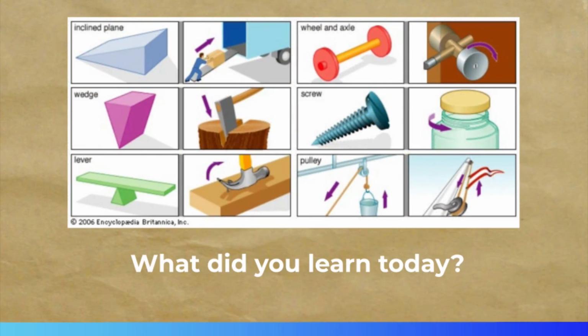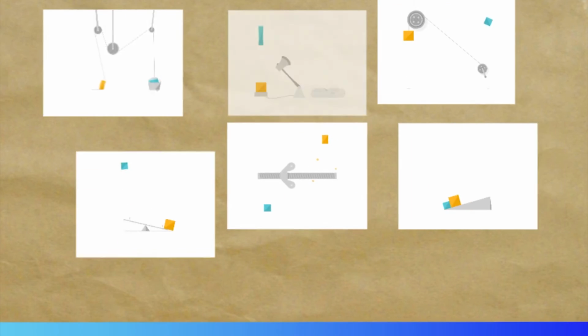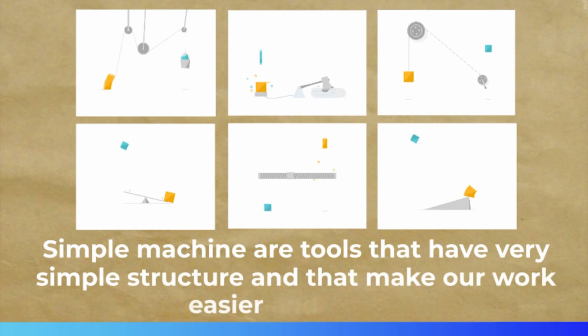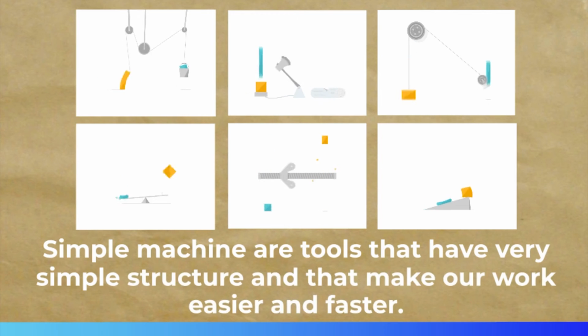Wrap up. What did you learn? In this lesson, we learned that simple machines are tools that have very simple structure and that make our work easier and faster.